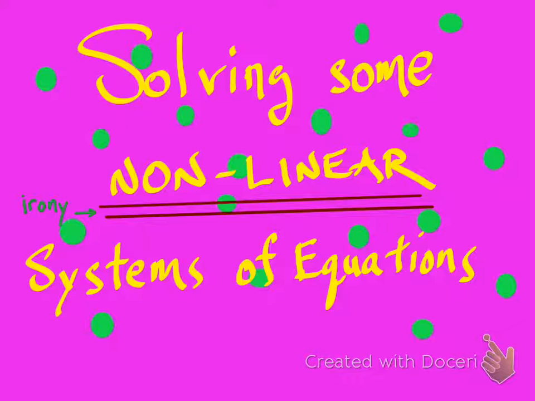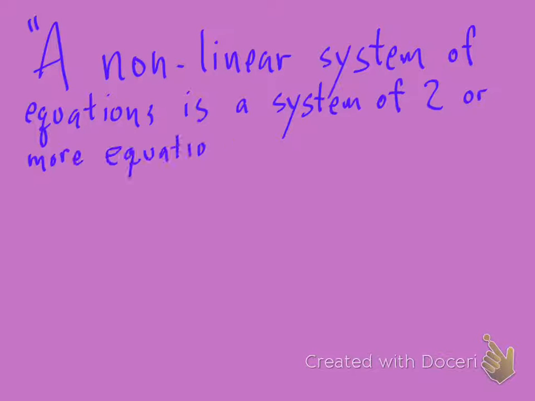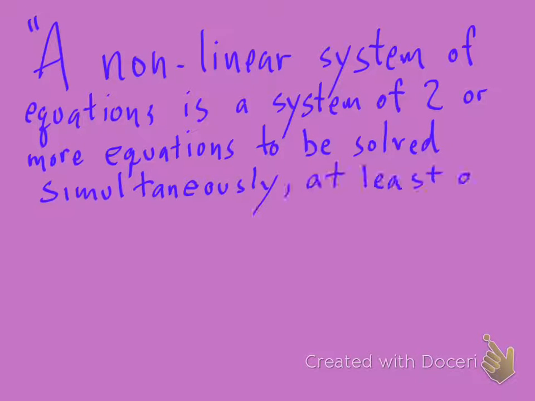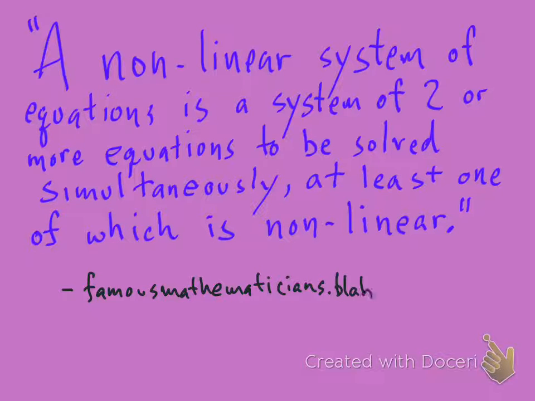All right, first off, I should probably define what a nonlinear system of equations is, and I would say that a nonlinear system of equations is a system of two or more equations to be solved simultaneously, that is at the same time, and at least one of those equations is nonlinear. And I'm sure that's a famous quote from somebody, probably, maybe.